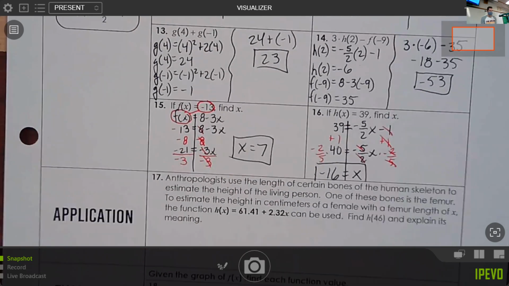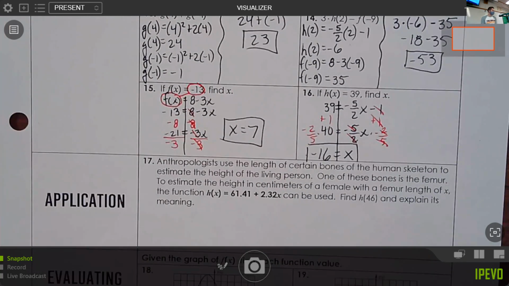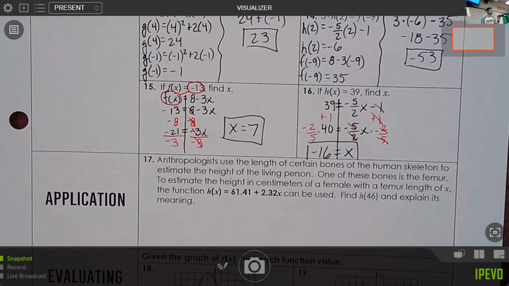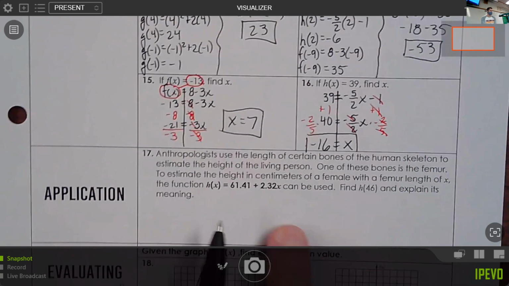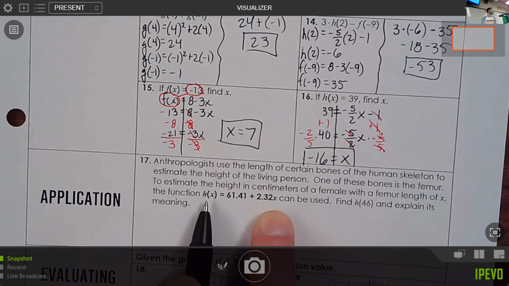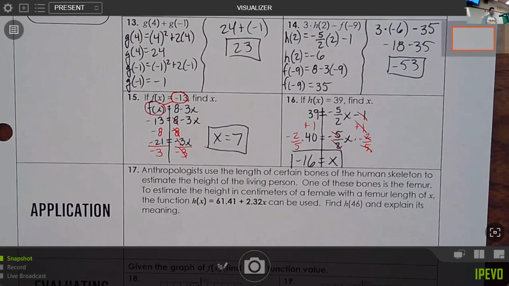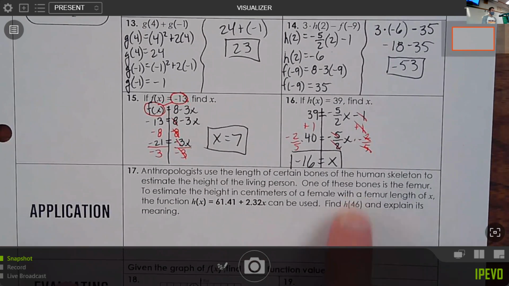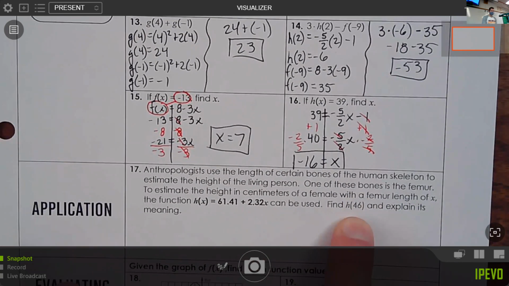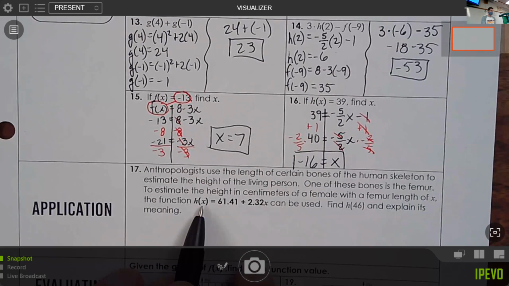So first thing, this problem is just like the ones we did yesterday. So it tells you we are using what value for x? What number are we going to plug in for x in this equation? 46, yeah. So the value of x is going to be 46. So we're just going to go ahead and plug in 46 here, and then do the math.